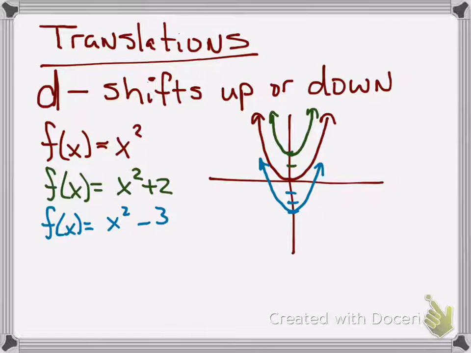Now, they may look exactly the same. We're going to learn how we graph quadratics by hand or get points. On the quadratic, it starts at 0 and goes up 1 over 1, both to the left and to the right. The green one would start at 2 and then go up 1 over 1 to get the next set of points. And the blue one would start at negative 3. So all that does is shift it up or down.